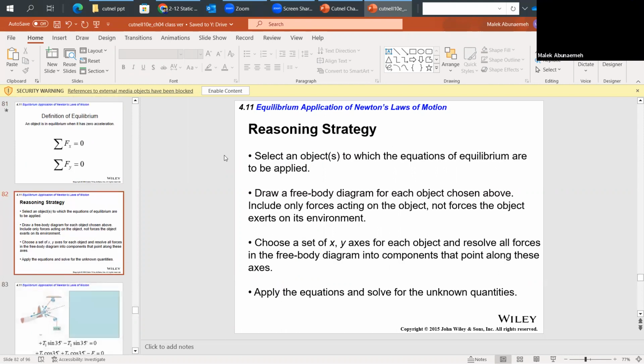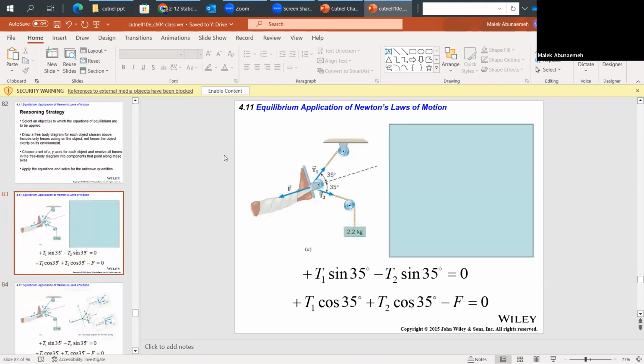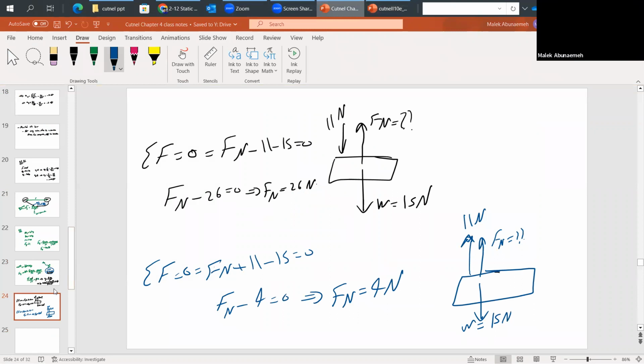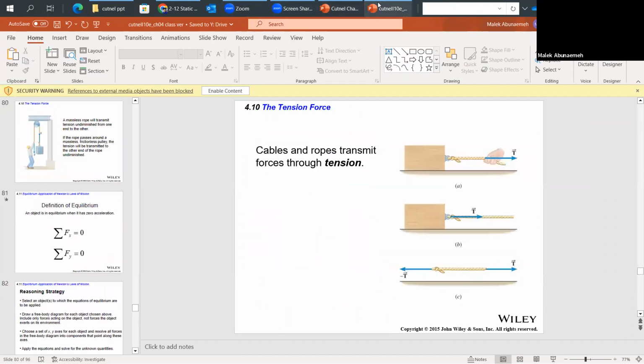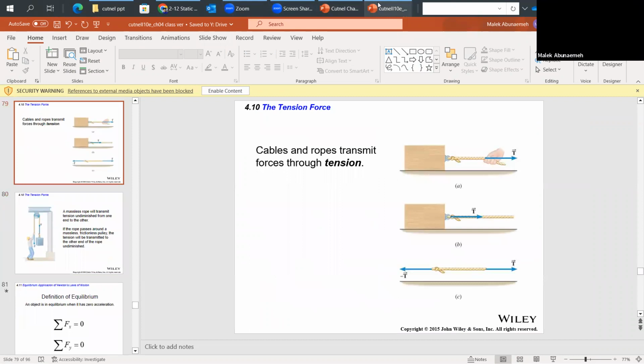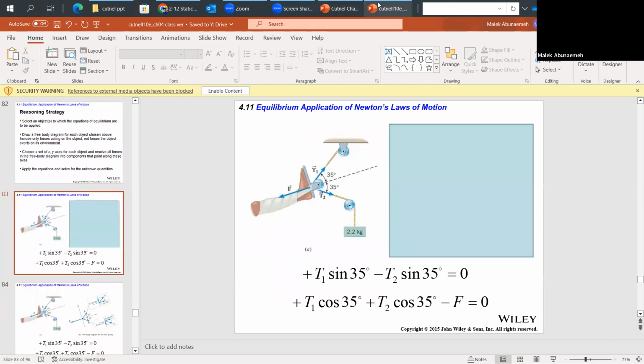So let's say we have this little example that we're about to do. Let's say we've got an object that has a tension on both sides. Before we go in, let me explain something about tension. The cables and the ropes transmit force through tension. The tension is what pulls the force along until it breaks. So let's say we come back over here.